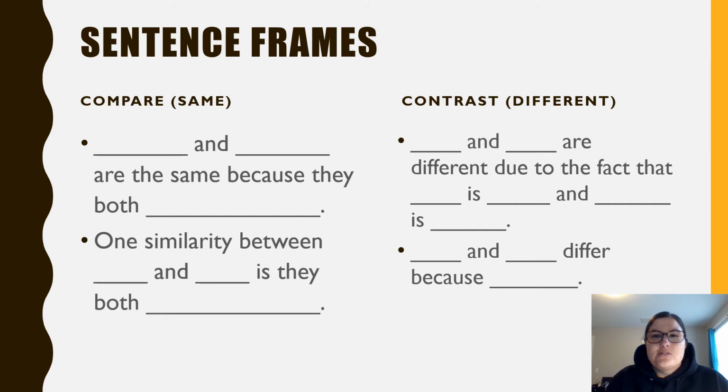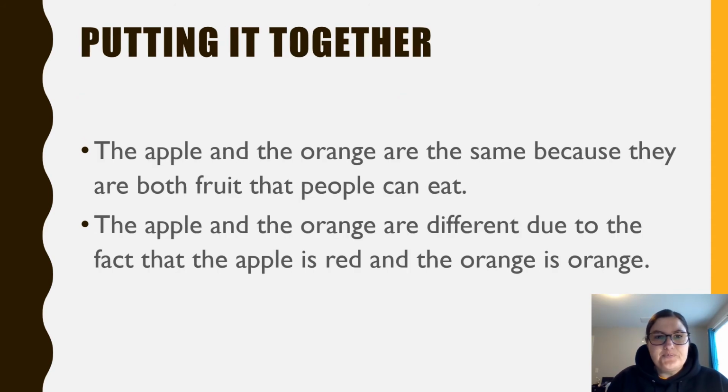Okay, so we're going to use these sentence frames today to create sentences using two different kinds of fruit. So here we're putting it together. So I used a few of the sentence frames that we just went over together into sentences with our apples and oranges. So the apple and the orange are the same because they are both fruit that people can eat. The apple and the orange are different due to the fact that the apple is red and the orange is orange.